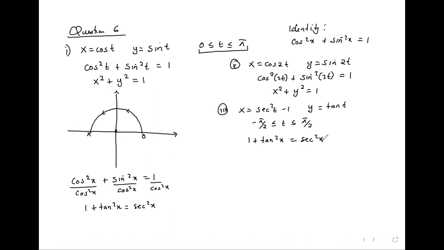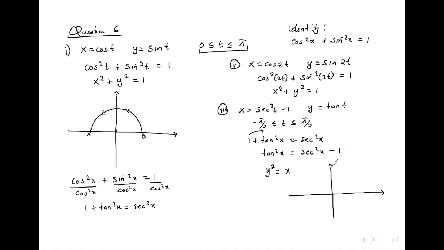So what we've been given here is something like tan squared x is equal to sec squared x minus 1. If we take this one on the other side, we'll have that one. But x has been given as sec squared t minus 1. Y has just been given as tan t. So this means that we need to square y so that we get x. So then it becomes what type of a graph?